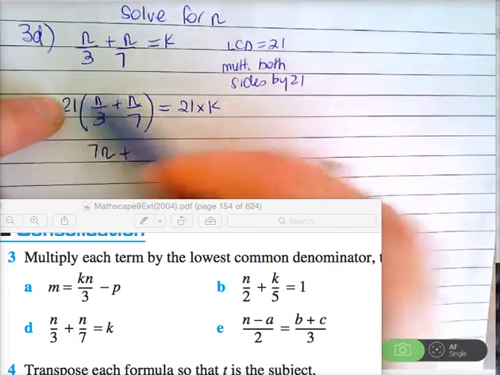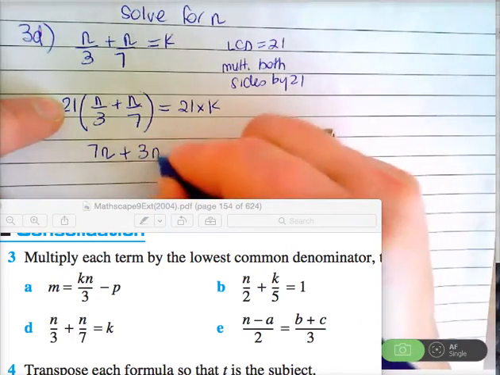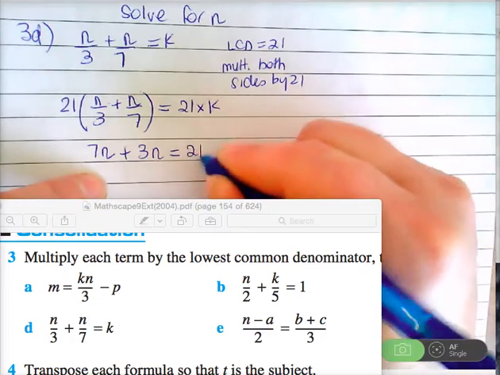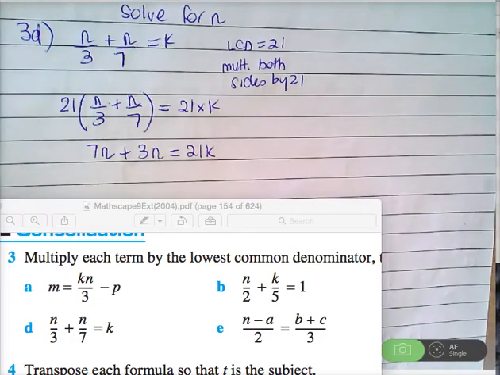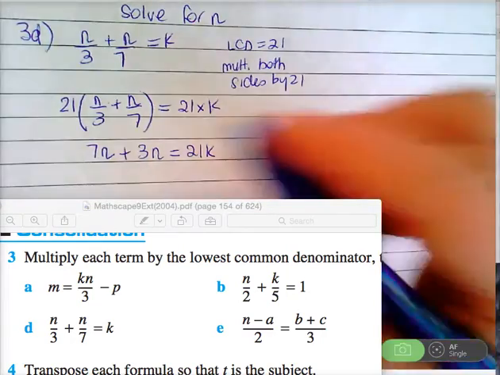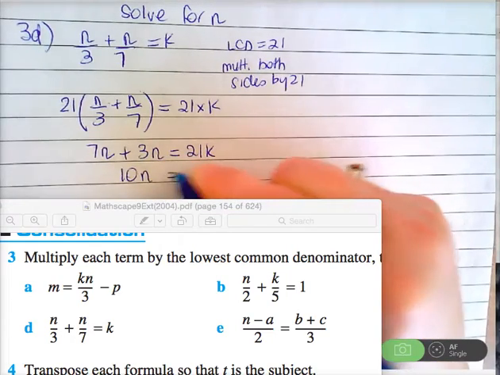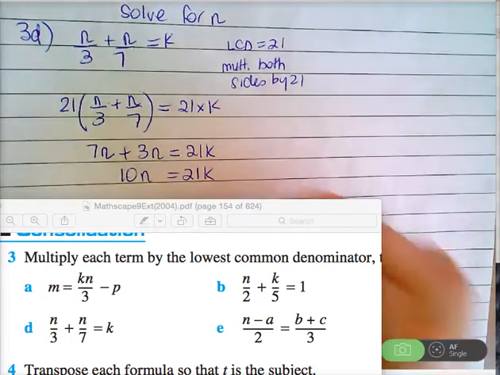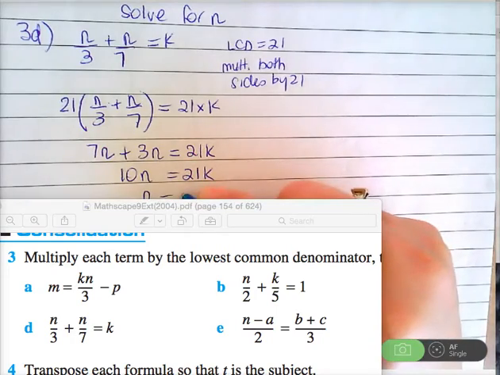What happens here, 21n on 7, and you get 3n, is 21k. So what do you do now? 10n. I'm going to show you another way. 10n is 21k. How do I make n the subject? You divide by 10.